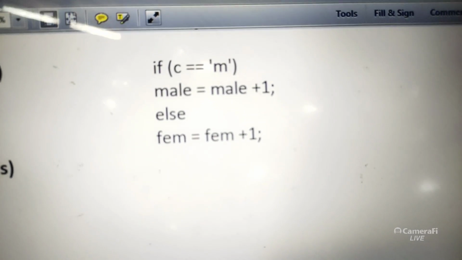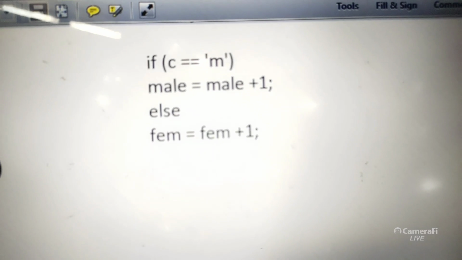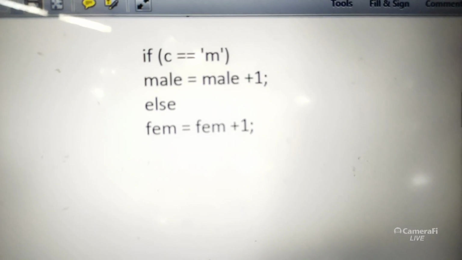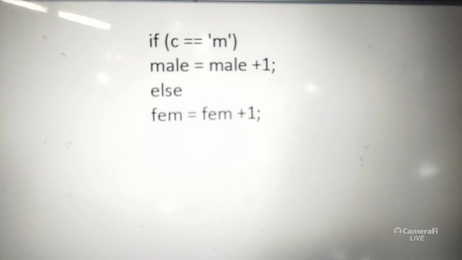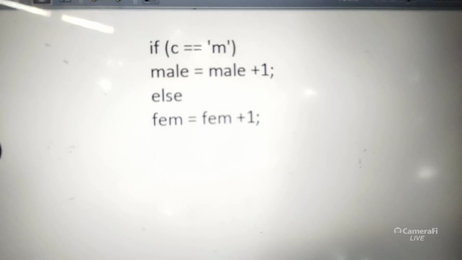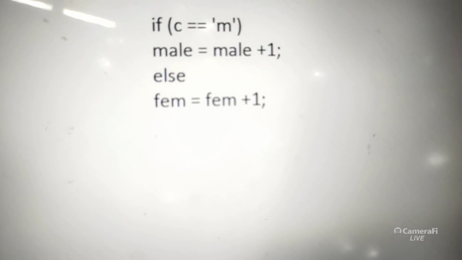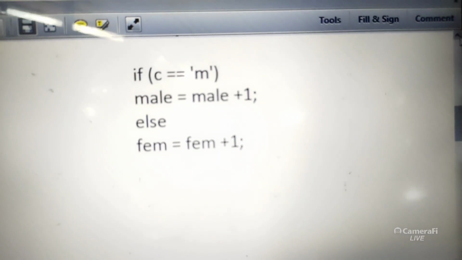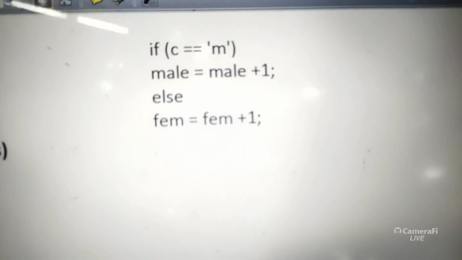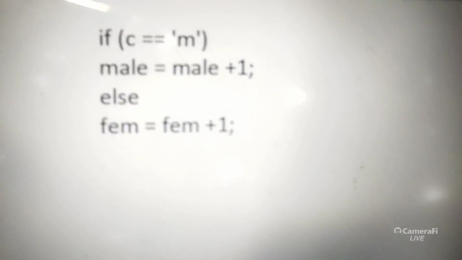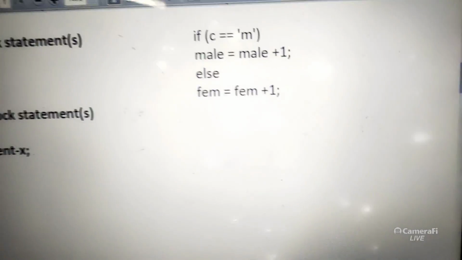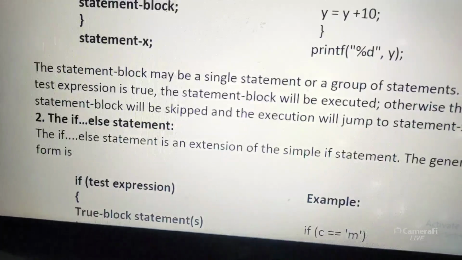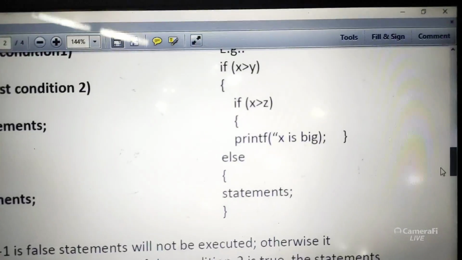If gender equal to M, meaning male, then male equal to male plus 1. So male is 0, first 0 plus 1, 1. Next student female, female equal to female plus 1, 0 plus 1, 1. Next time one more male student, 2. Next one more male, 3. So sometimes we have to check the data, some situations, some conditions. Based upon the condition, some decision will be taken.